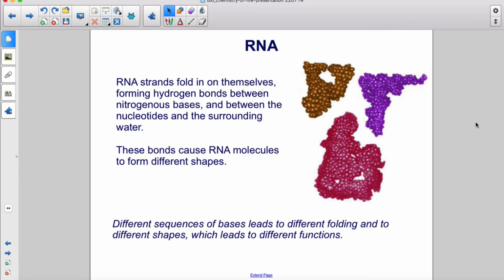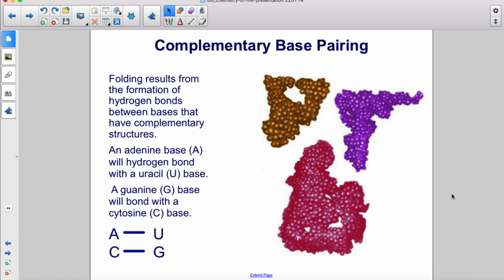RNA strands fold in on themselves, forming hydrogen bonds between nitrogenous bases and between the nucleotides and the surrounding water. These bonds cause RNA molecules to form different shapes. Different sequences of bases lead to different folding and to different shapes, which lead to different functions. Folding results from the formation of hydrogen bonds between bases that have complementary structures. An adenine base will hydrogen bond with a uracil base. A guanine base will bond with a cytosine base.